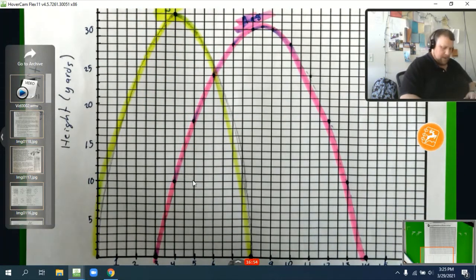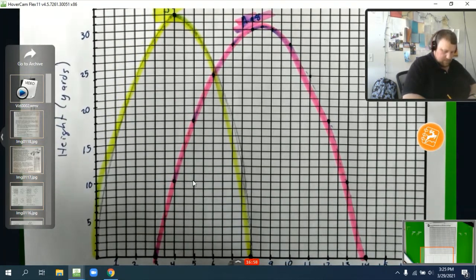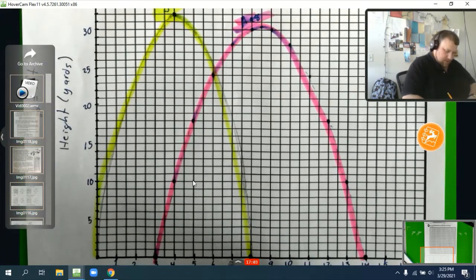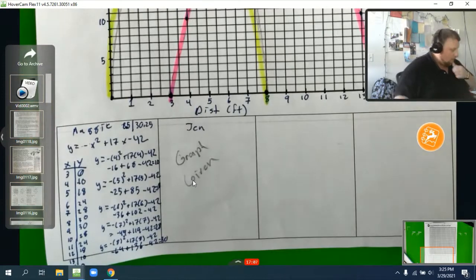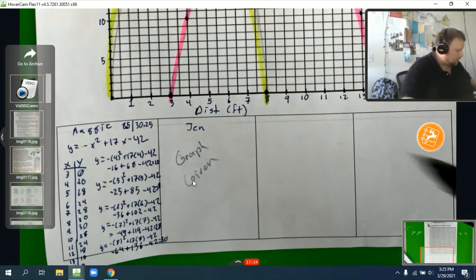All right. So not a lot of information about Jen. We just drew it. Graph was given. So we just used a graph for that information, right? Graph was given. Let's go to our next person. Our next person is a little different. They're going to give us a table of values.